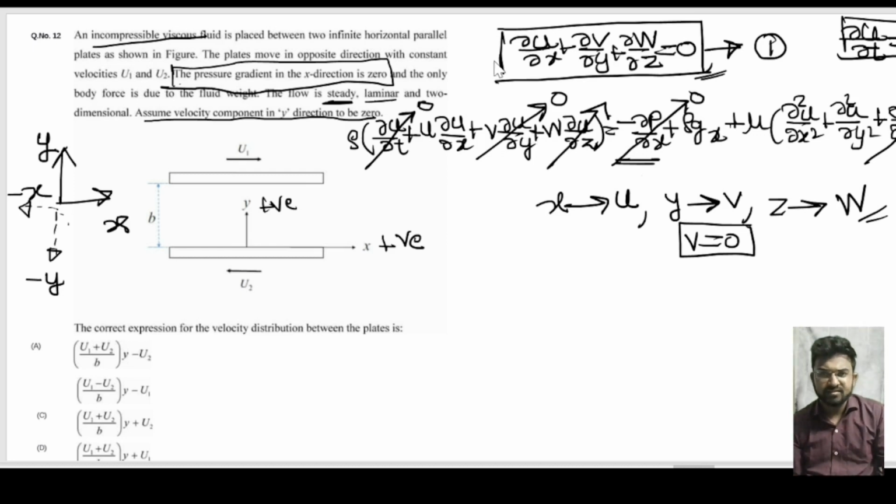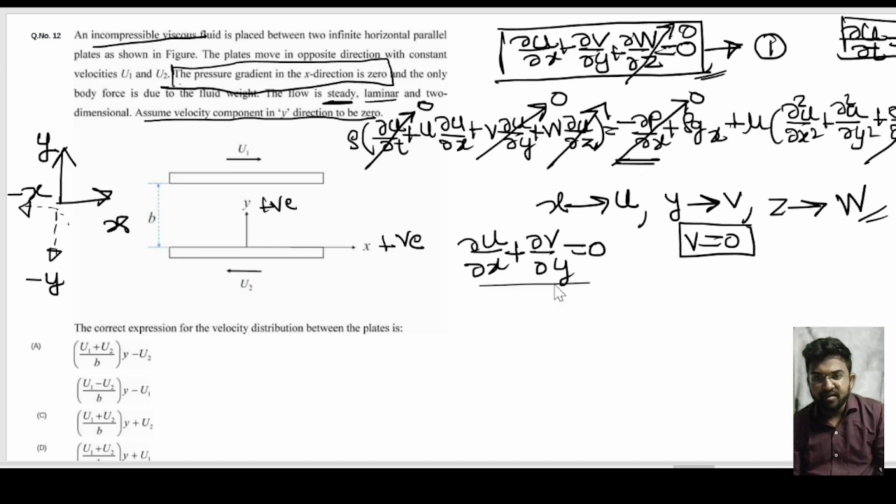So the next step is that the fluid is an incompressible viscous fluid. Since it is two dimensional, I will cut this. We have the equation del u by del x plus del v by del y equal to 0, but we have already been given that v equals 0, meaning the velocity component in the y direction is 0. You have to cancel this. The change in velocity with respect to y will be 0 since v is equal to 0.